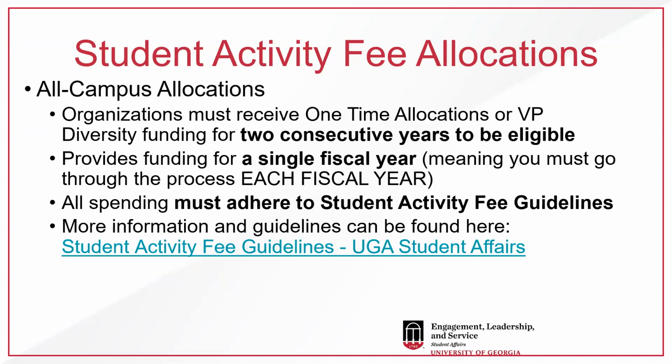And the second form of student activity fee allocated funds is through all-campus allocations. Organizations must receive one-time allocations or funding from the Student Affairs Diversity Fund for 2 consecutive years in order to be eligible for all-campus allocations. This form of allocation provides funding for a single fiscal year, meaning that the organization must go through the process of all-campus allocations each fiscal year. All spending through all-campus allocations must adhere to student activity fee guidelines, which can be found on the Student Affairs Business Office website.